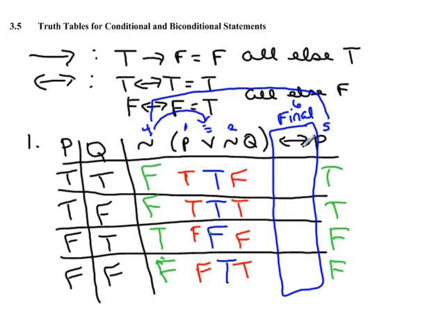Well, recall that the biconditional song is, if they're equal, it's true. If they're not, it's false. Well, that's a false and a true. That's not equal, so it's false. This is a false and a true, also not equal. That's false. True and false, not equal. That's false. False and false there, that is equal, so this would be true. So your final column there is false, false, false, true.